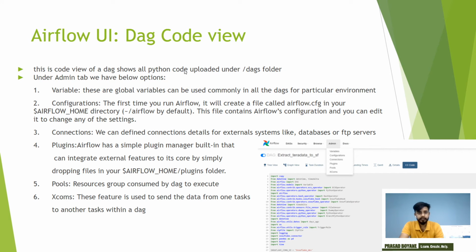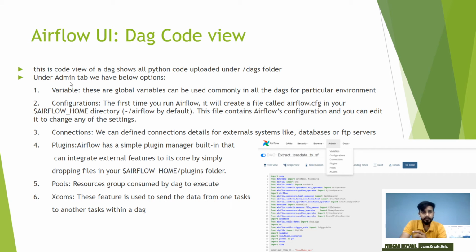After that, there is something called the admin panel. This code view of the DAG shows all the Python code. Yeah, code view. This is the code view basically, whatever you are seeing in the snapshot. This is a code view. So we'll come to what the Python program of a particular DAG looks like. But this is how basically you see the code.